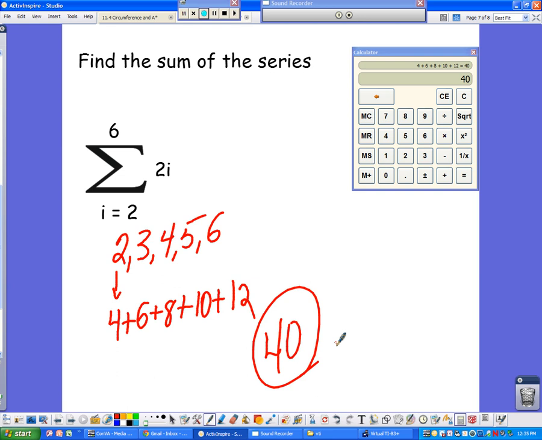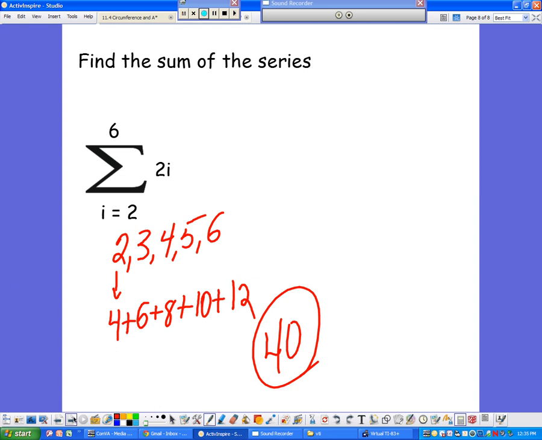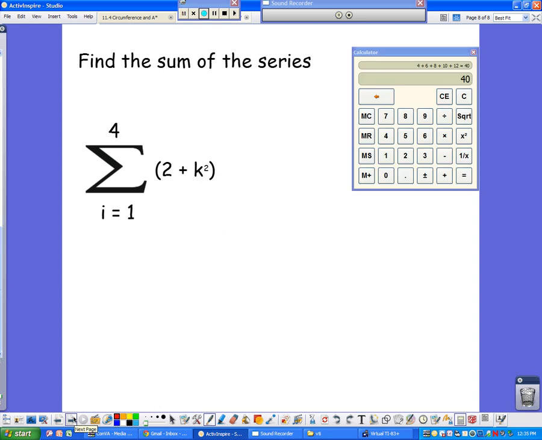All right, next one. Same thing. Go ahead and pause the video and see if you can do this one. All right, so let's go ahead. Remember, we're starting at 1. We're going to go to 2, 3, and we're going to stop at 4. Bottom number tells us where to start. Top number tells us where to stop.